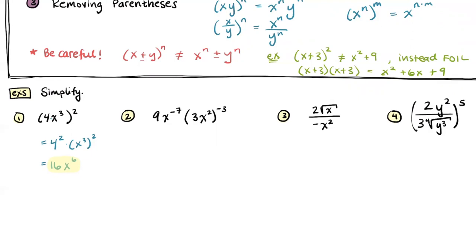So there's a little bit more going on here. I see this in 2 separate pieces. We have 9x to the negative 7th, and then we have this stuff in parentheses raised to the negative 3rd. Thinking ahead, we are going to want to combine the x to the negative 7th power with this x to the 2nd power. But we can't do that yet because this x squared is trapped inside of these parentheses here. So we're going to want to remove those parentheses first.